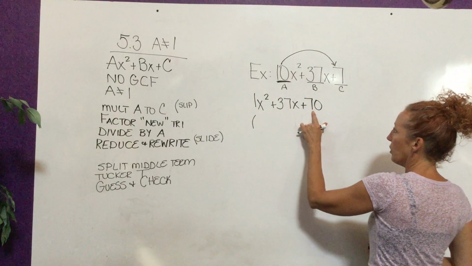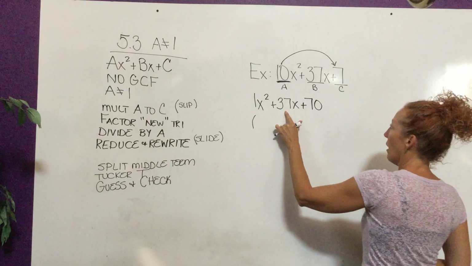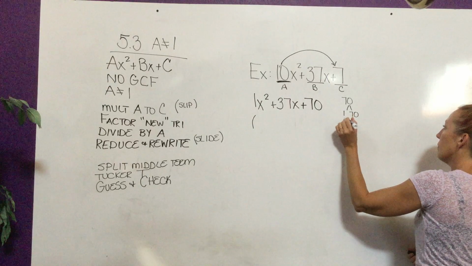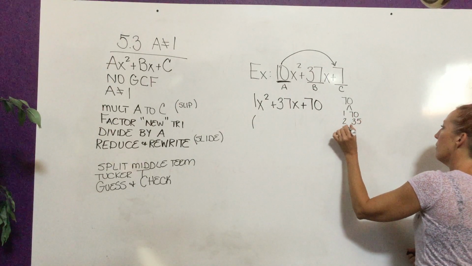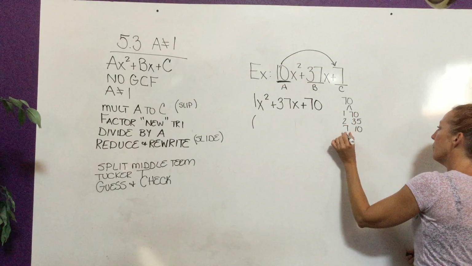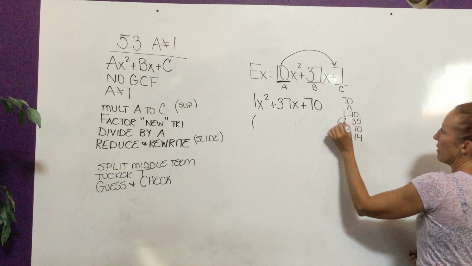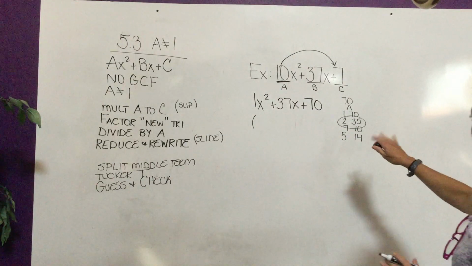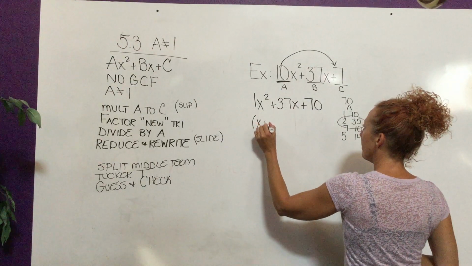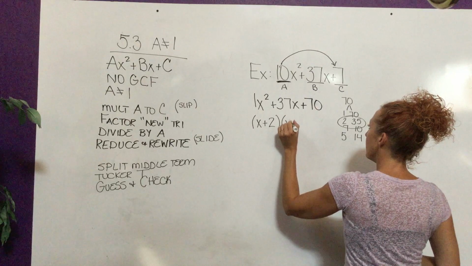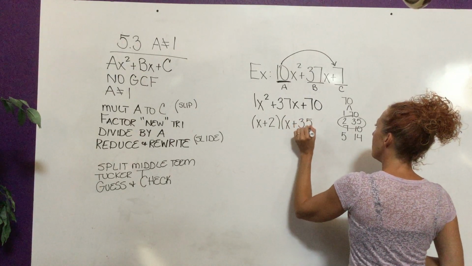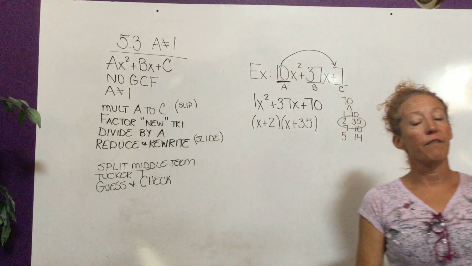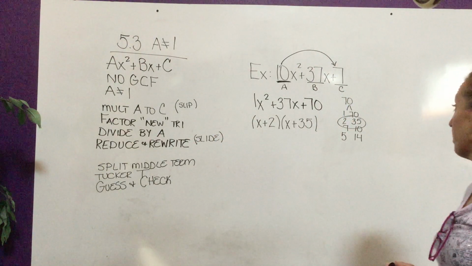So, 2 numbers that multiply to 70 and add up to 37. Over here, you can list the factors of 70. Since everything is positive, you can see that we're going to use 2 and 35. And so now I've done step 2. I've factored my new trinomial.